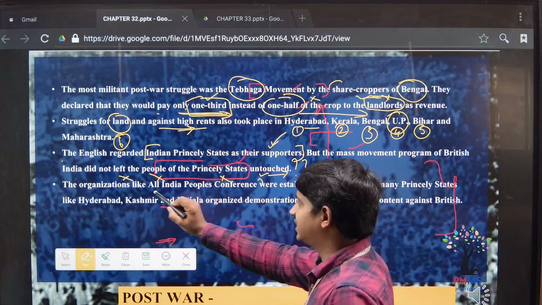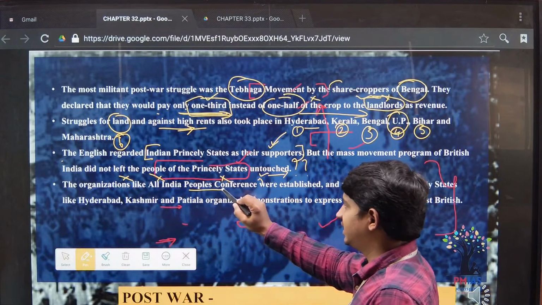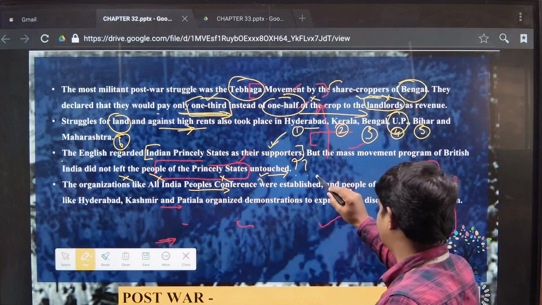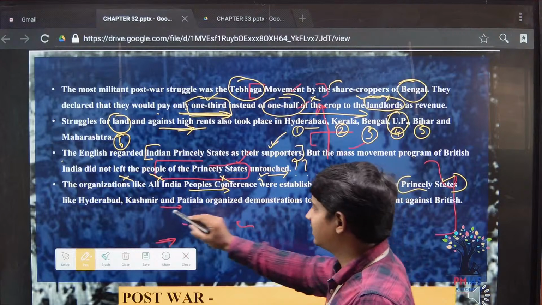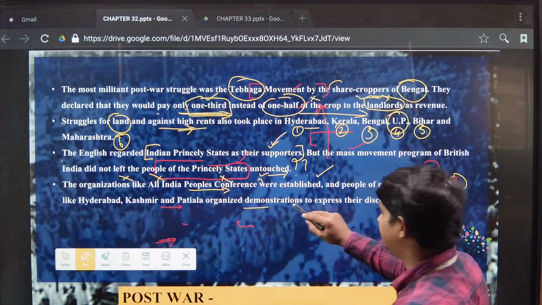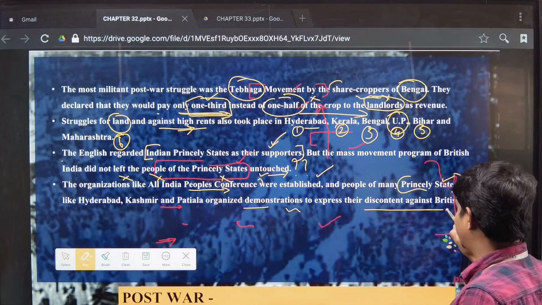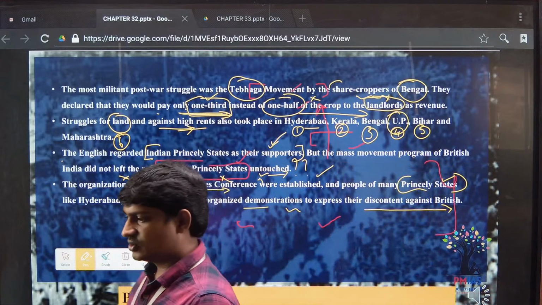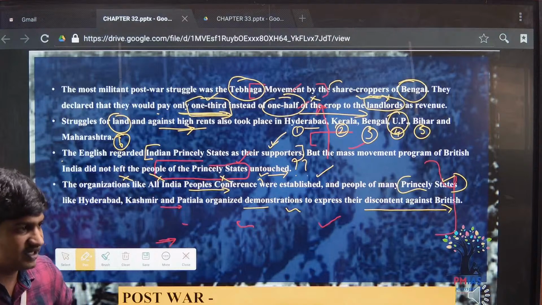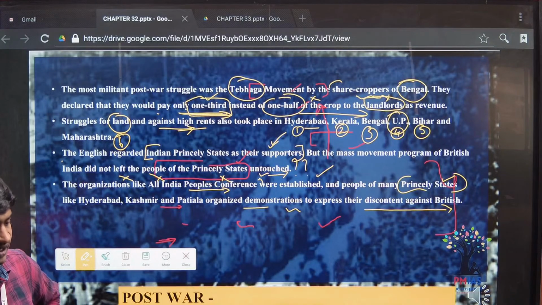And next, organizations like the All India States People's Conference were established, and people from many princely states like Hyderabad, Kashmir and Patiala organized demonstrations to express their disagreement against the Britishers. So the largest princely states, whom the Britishers thought would support them, completely turned against the arrogance of the Britishers.